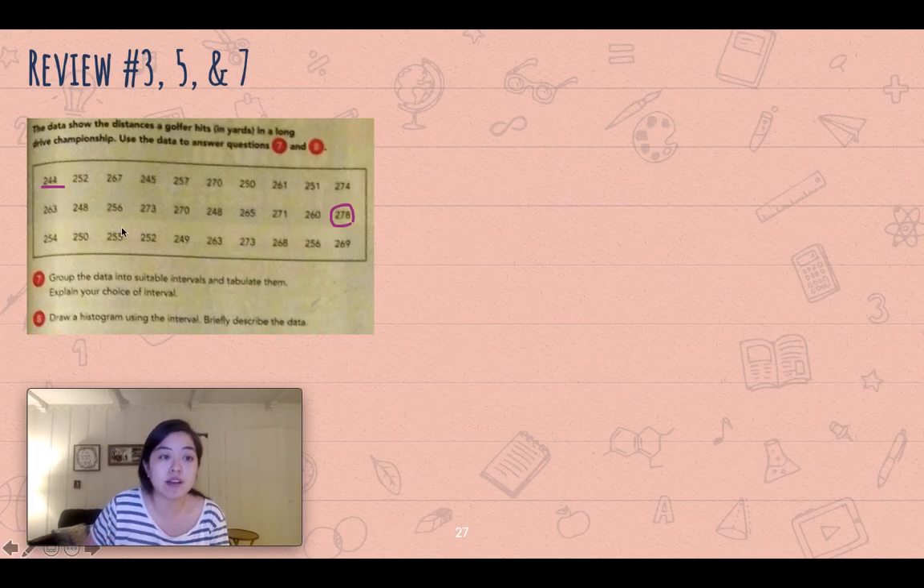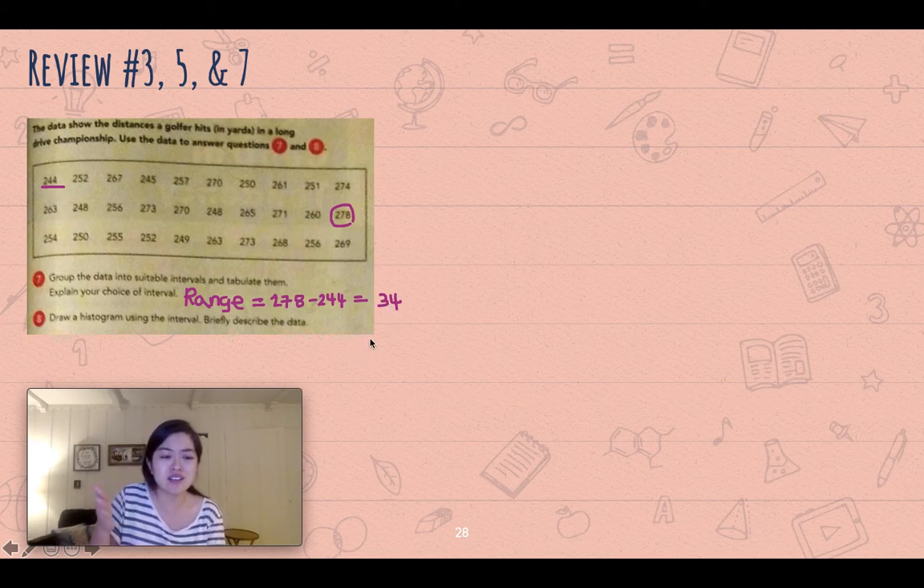I'm going to find my lowest and highest. So my lowest is 244, my highest is 278. And I see that my range, when I do the highest minus the lowest data value, is 34. So my range looks kind of big, right? Okay. So to figure out what are the suitable intervals, how many intervals should I make?